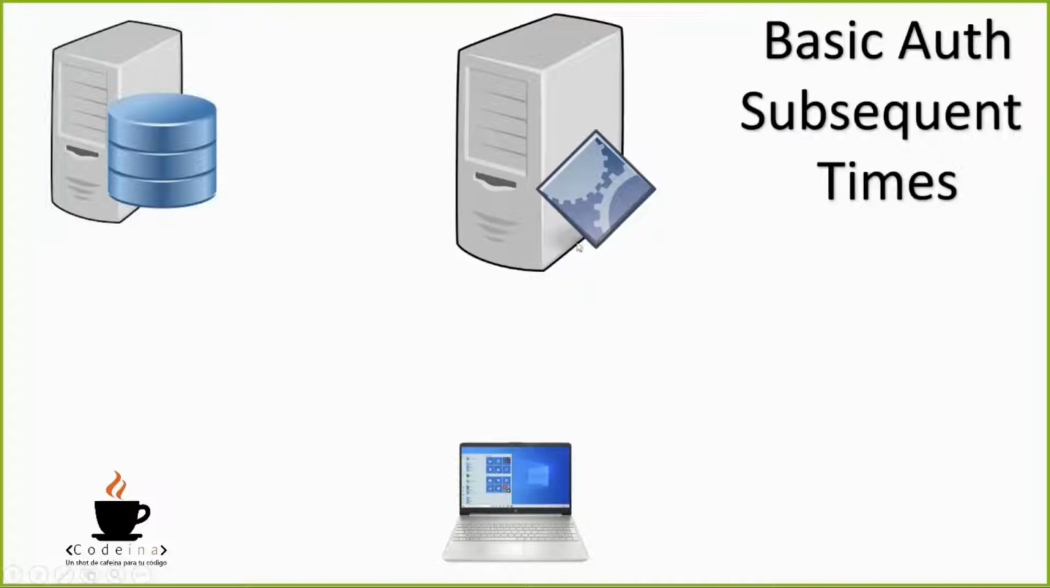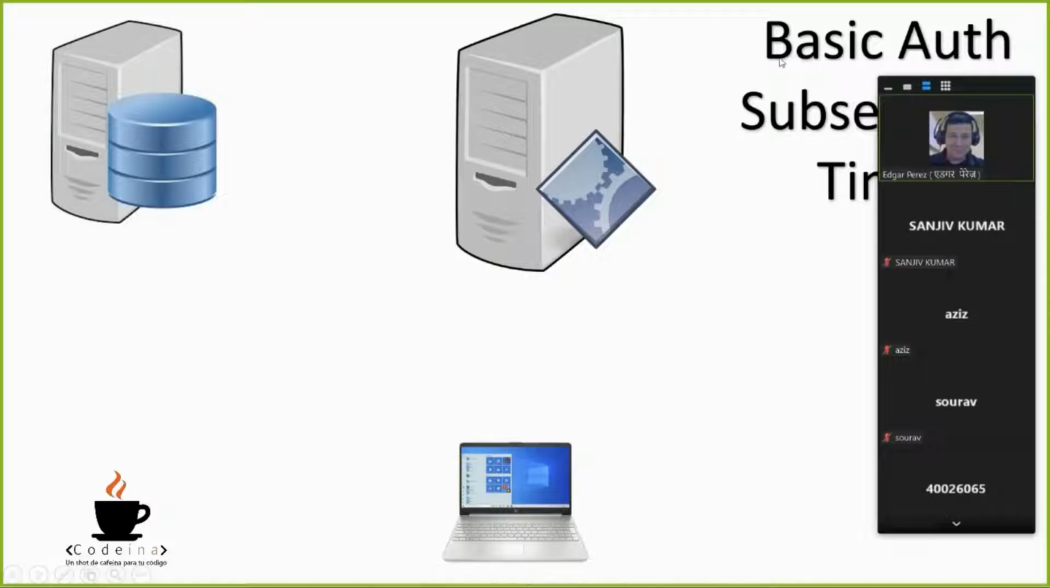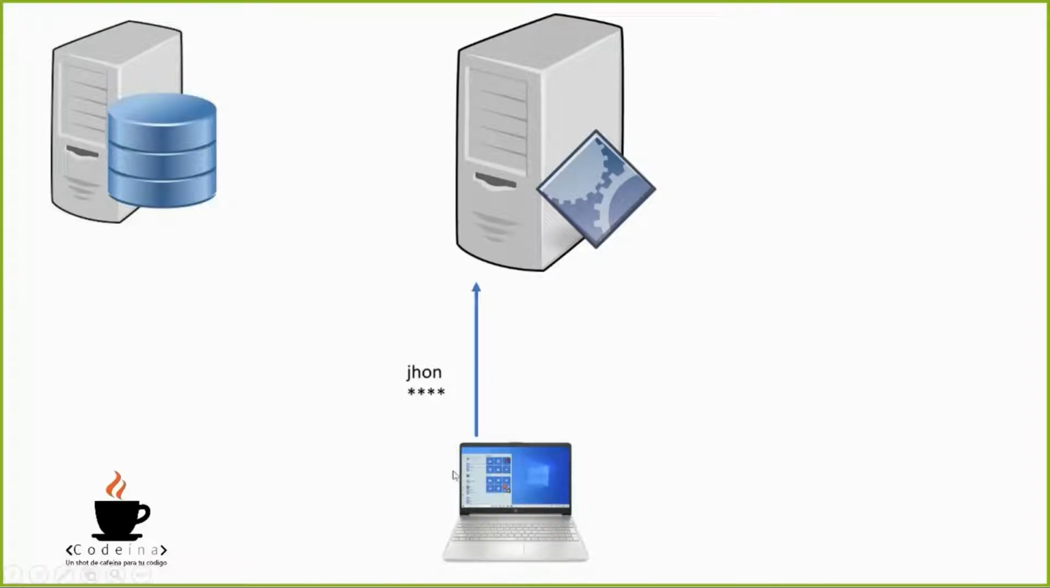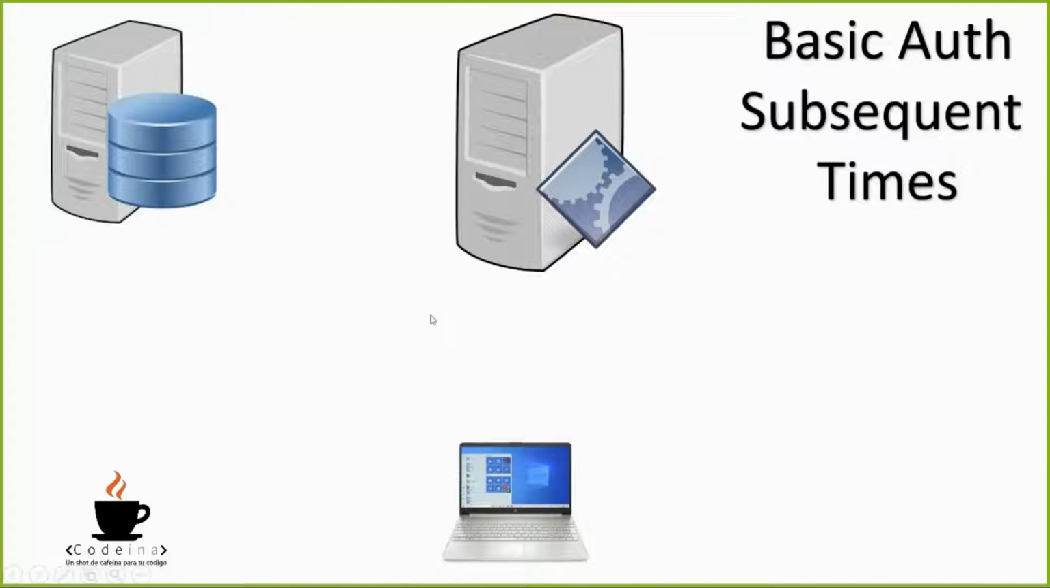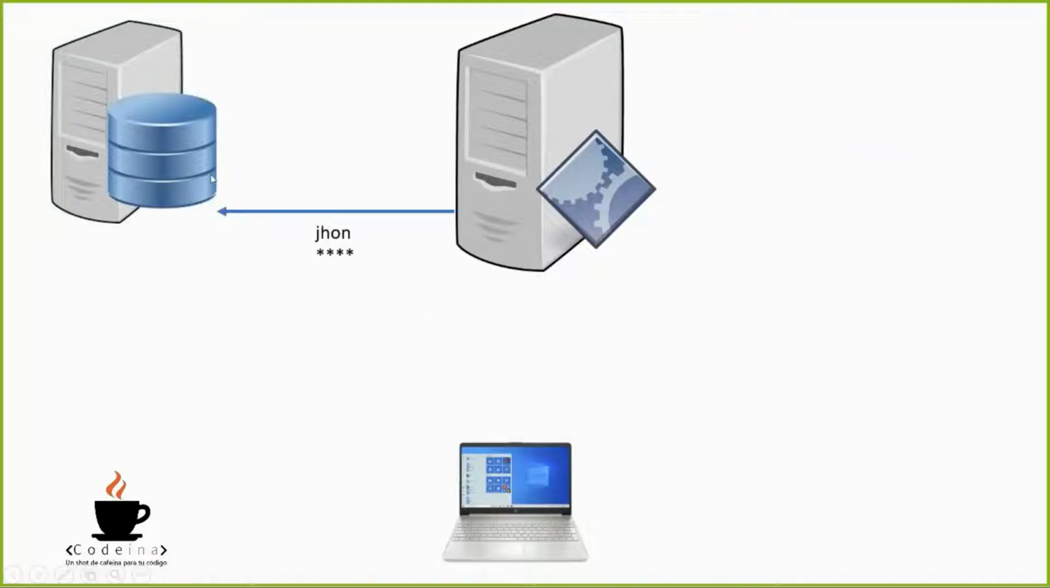Subsequent requests from the client to the server using basic authentication, as you can see, follow the same process. The user needs to send the username and password. The server will query this information to the database. The database responds to the server, and finally the server responds to the client that it is okay. The first time and the subsequent times are the same process.